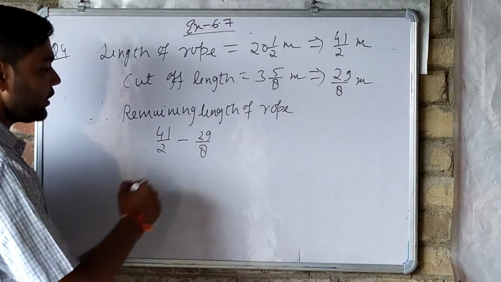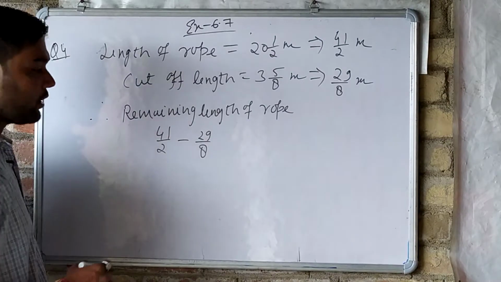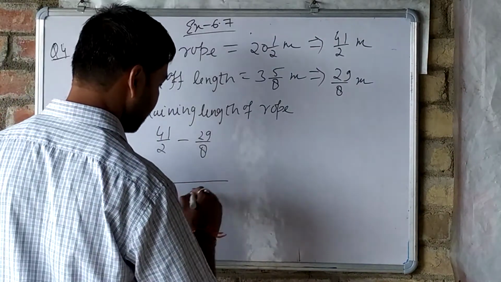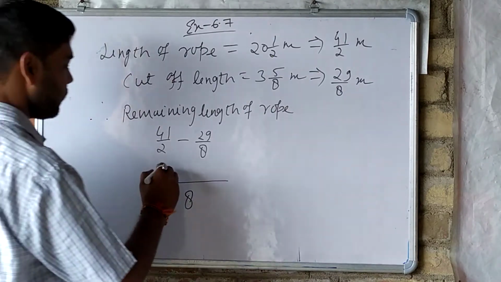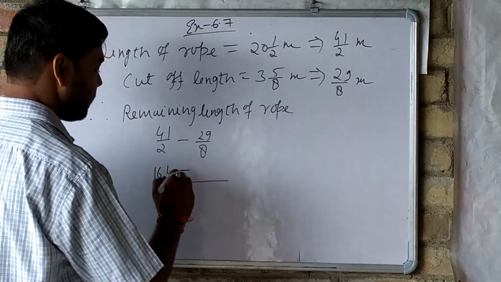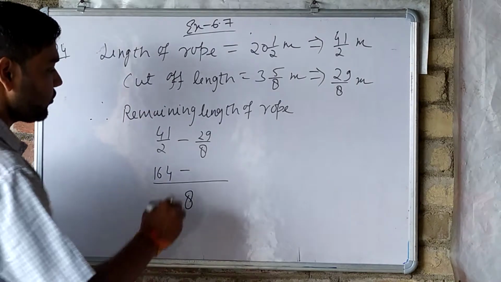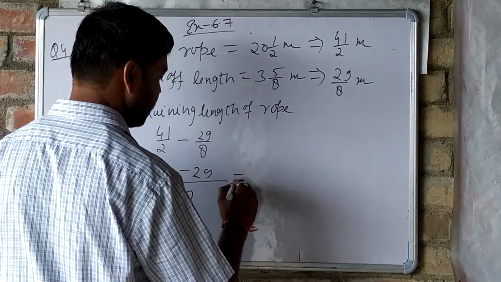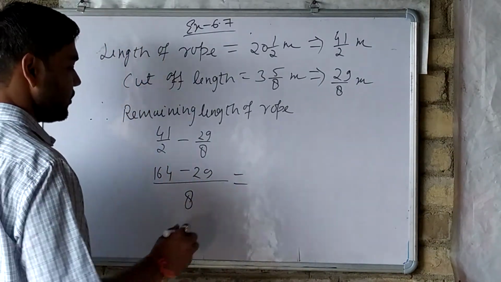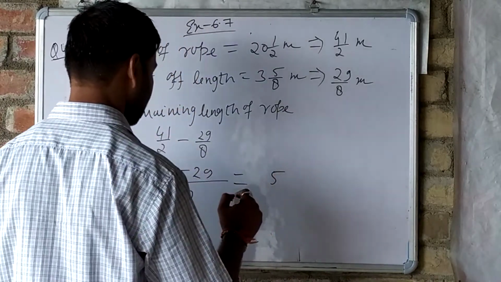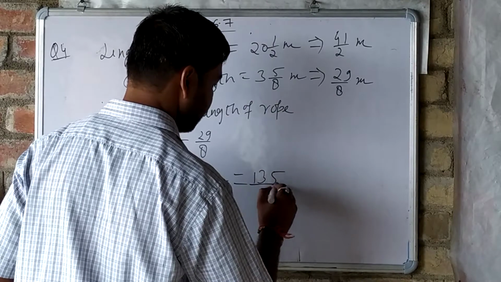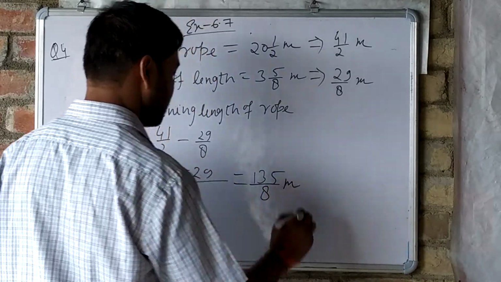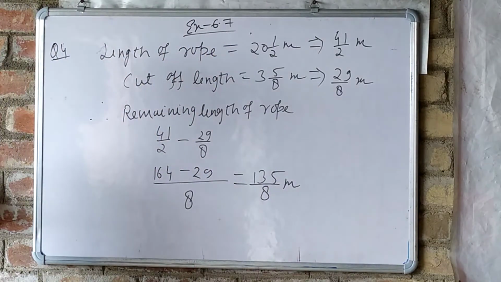So the denominators 2 and 8 are different, so we will take the LCM, and the LCM of 2 and 8 will be 8 only. So 2 4s are 8, 4 41s are 164, minus 29. So what we will have is 135 by 8 meter. This is the remaining length of the rope.